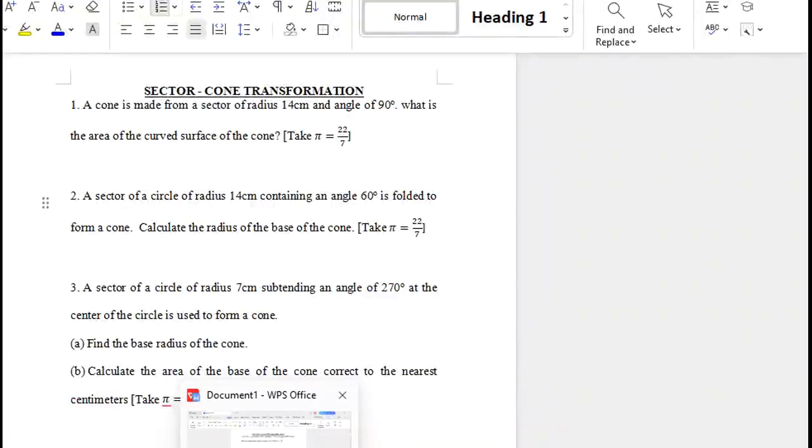So for number two, I had a little adjustment. There was a missing angle, so I checked the question source and corrected it. So for question two: a sector of a circle of radius, that is the radius of the sector, your big R, which should become your slant height after the folding into the cone. This sector is 14 and the angle of the sector is 60 degrees.